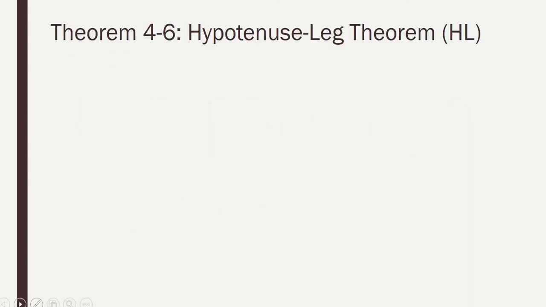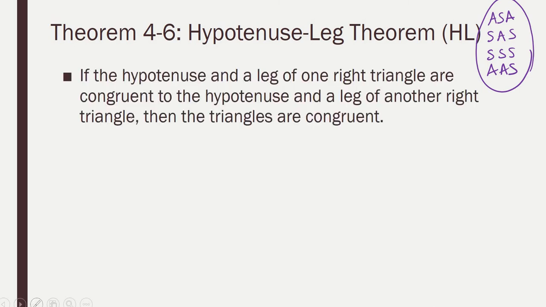So when we have a right triangle, we can use the hypotenuse leg theorem, or HL. We have already looked at, for general triangles, angle side angle, side angle side, side side side, and angle angle side. So those are the four that we can use with a general triangle. With a right triangle, we can use the hypotenuse leg theorem. If the hypotenuse and a leg of one right triangle are congruent to the hypotenuse and a leg of another right triangle, then the triangles are congruent.